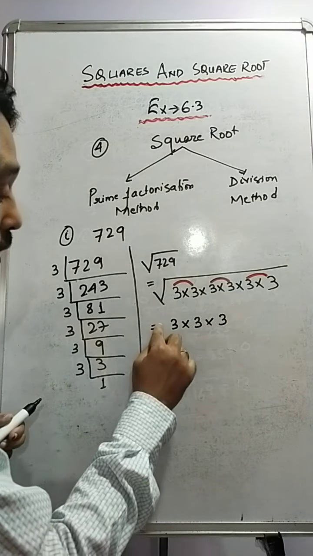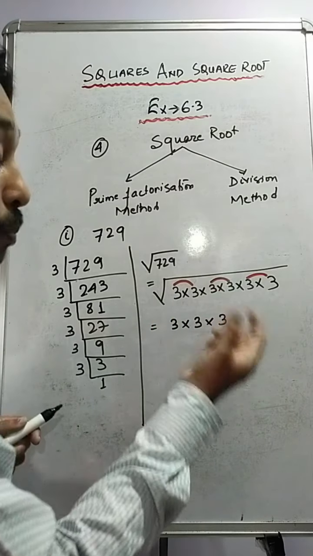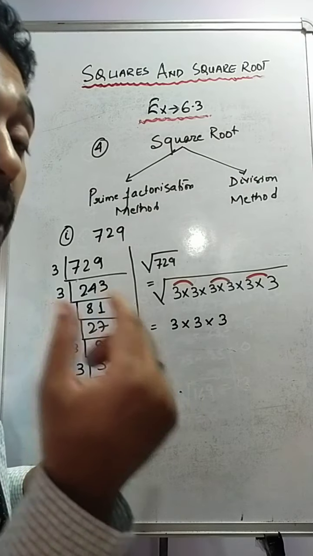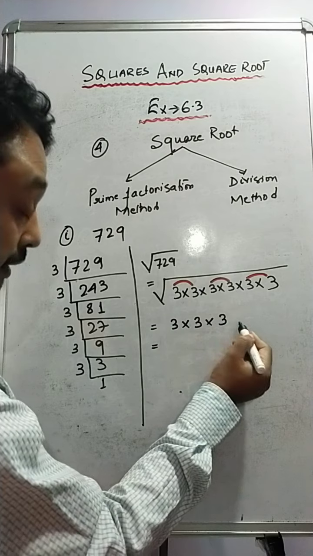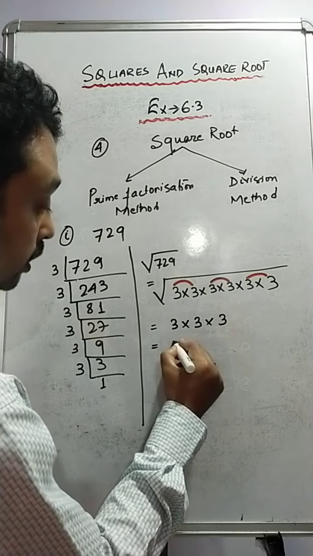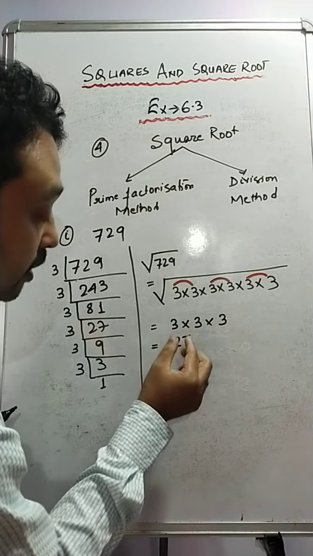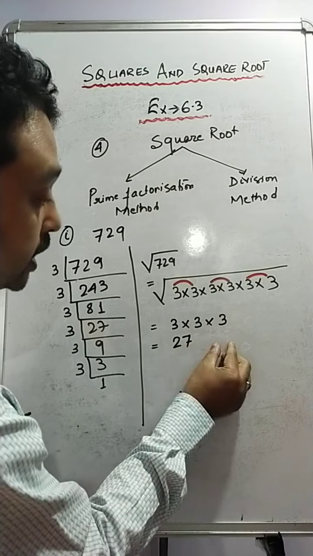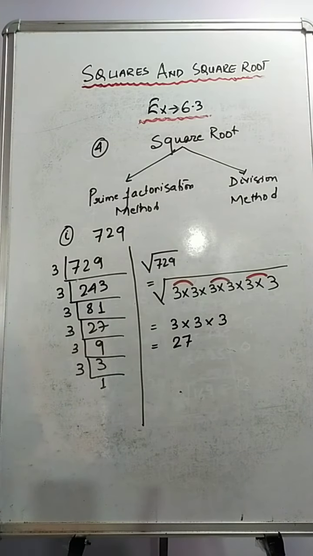And also one thing, you will not give this square root sign anymore. Why we are doing pairs? This you will learn in the chapter powers and exponents. So just multiply these 3 numbers. 3 into 3 into 3 is what? 27. So square root of 729 is 27. That means if you multiply 27 with itself, that is 27 into 27, you will get this value, that is 729.